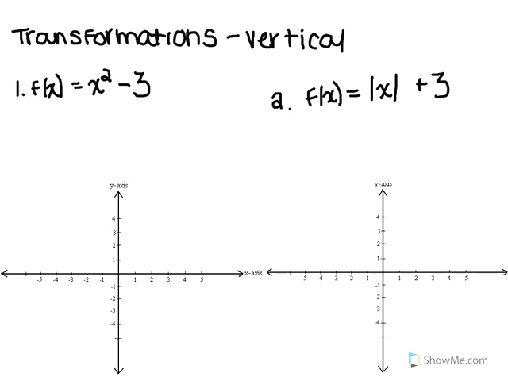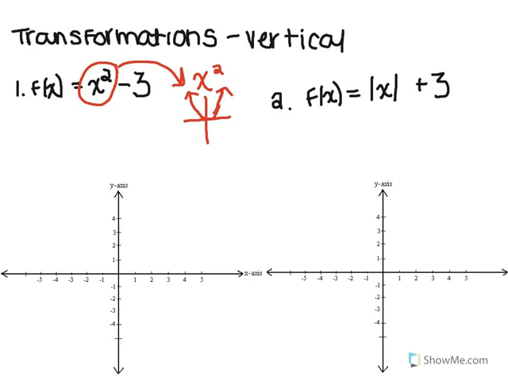To graph each of these functions, we first need to identify the parent graph. So for 1, f of x is equal to x squared minus 3. The x squared indicates the graph is going to have the same basic shape as the regular x squared graph, which is a parabola that goes through the point 0, 0.